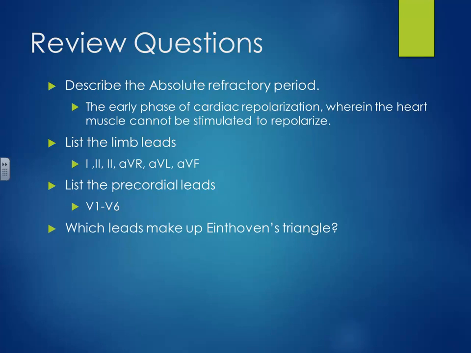Which leads make up Einthoven's triangle? Leads 1, 2, 3. On Einthoven's triangle, in lead 2, where is the negative pole? Right shoulder. So your positive is where? Left leg.